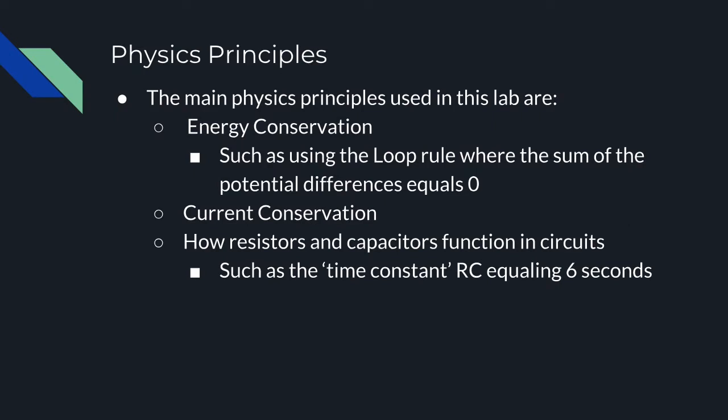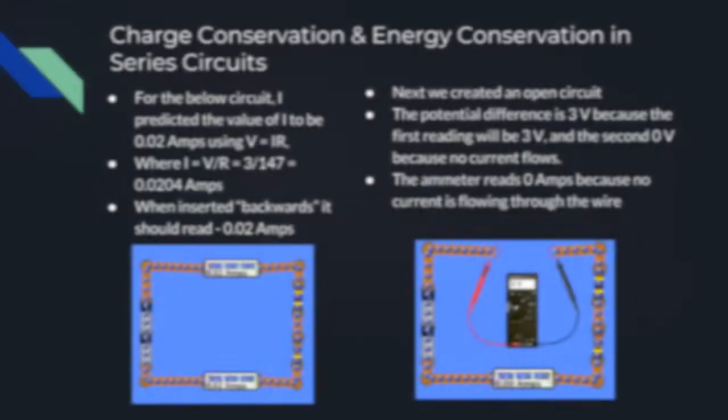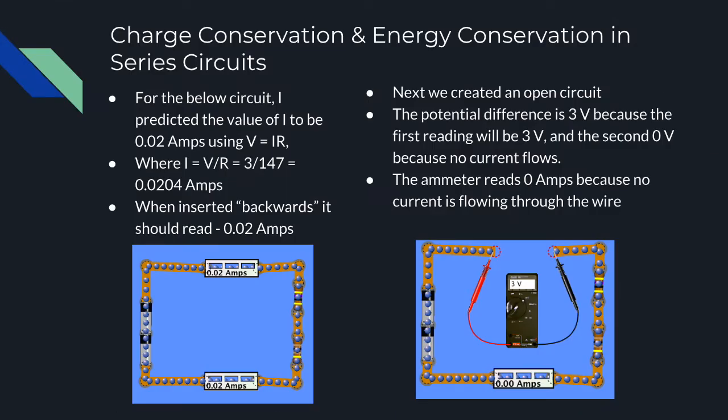The main physics principles used in this lab are energy conservation, such as using the loop rule where the sum of the potential differences equals 0, and current conservation and how resistors and capacitors function in circuits, such as the time constant RC equaling 6 seconds for this experiment. The first section of the lab was charge conservation and energy conservation in series circuits.